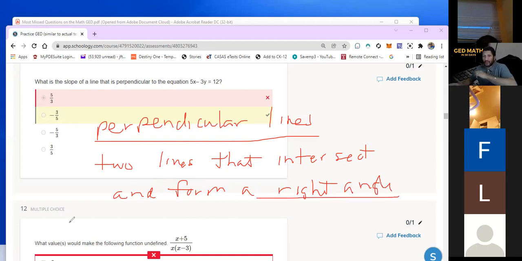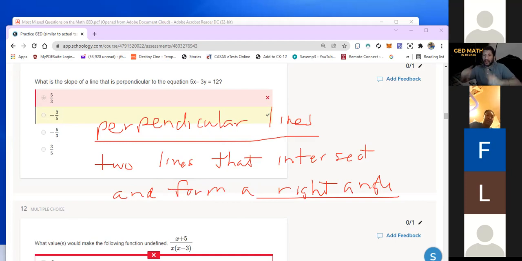So a perpendicular line, and I'm going to show you an example so you can see it. Parallel lines are 2 lines that will never cross. They have the same slope. Perpendicular lines are two lines that will cross, but it's special. When they cross, they make a 90-degree angle, or a right angle. I don't know who said right angle, but that's exactly right.